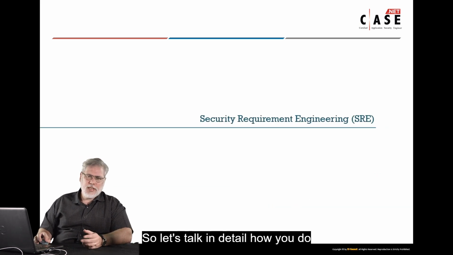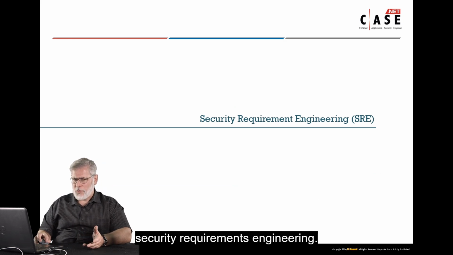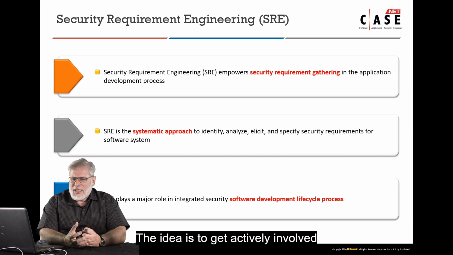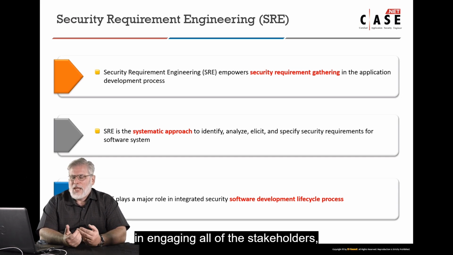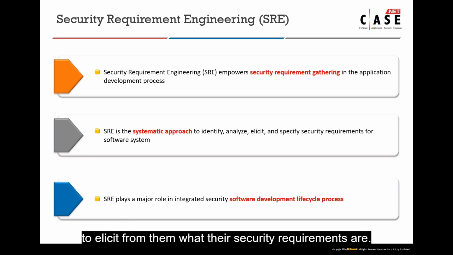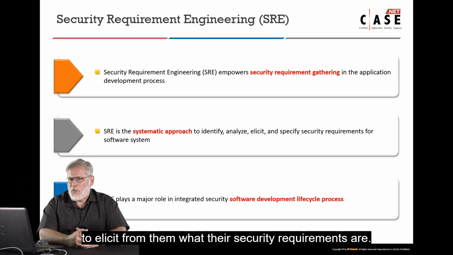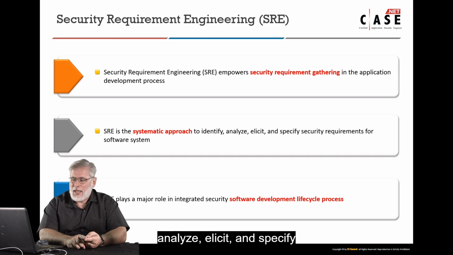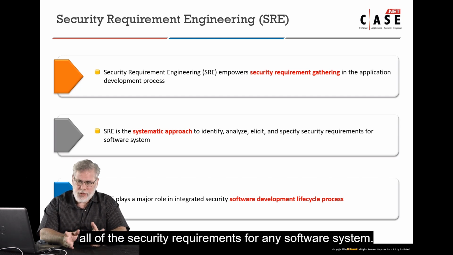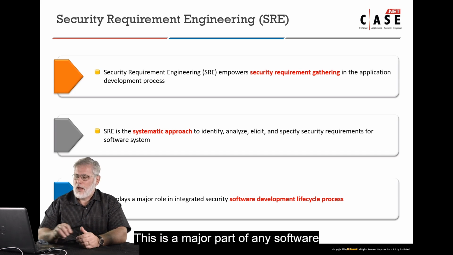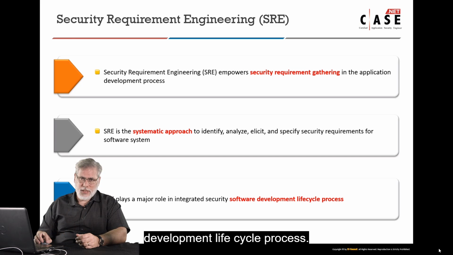So let's talk in detail how you do security requirements engineering. The idea is to get actively involved in engaging all the stakeholders, including users and security experts, to elicit from them what their security requirements are. It's a systematic approach to identify, analyze, elicit, and specify all the security requirements for any software system. This is a major part of any software development lifecycle process.